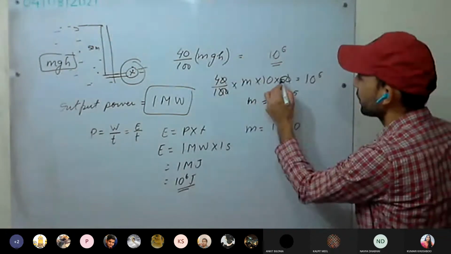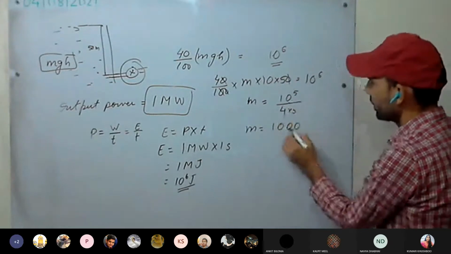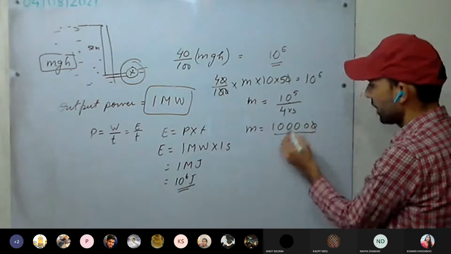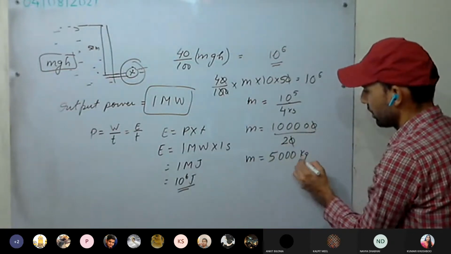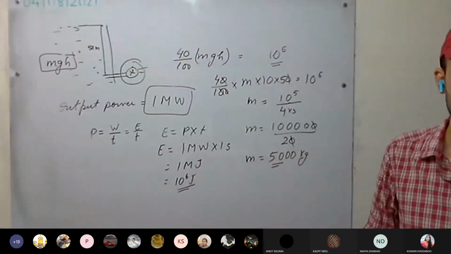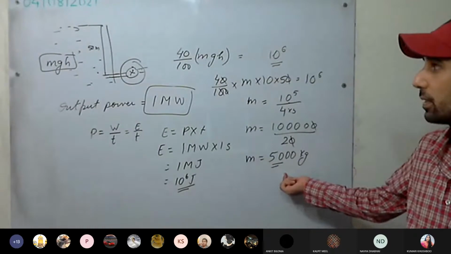4 5s are 5, we have missed into 5 as well. Okay. 3 divided by 20, zeros missed. How much mass? 5,000 kg. Understood? Have you understood this one?